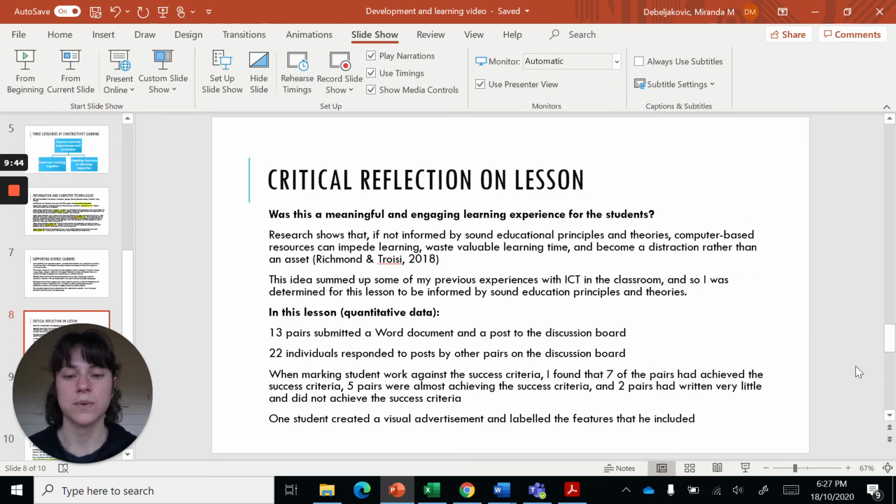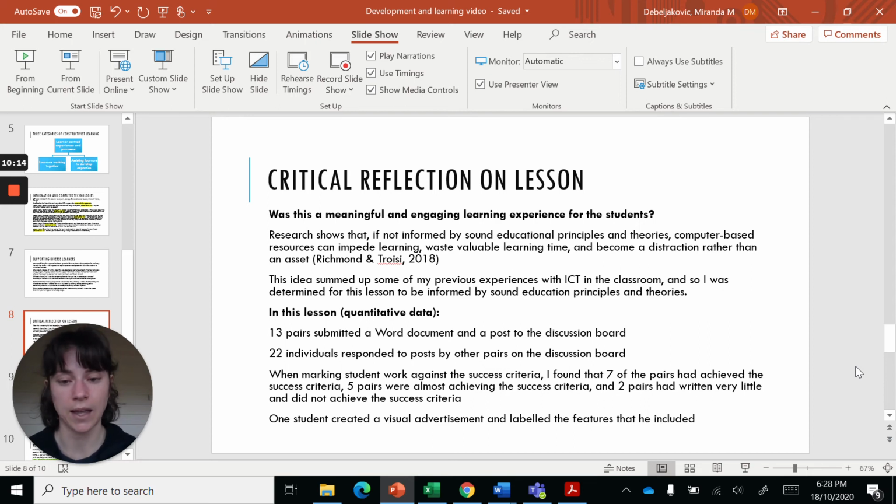In terms of whether this was a meaningful and engaging learning experience for the students, I think this quote is really interesting, and that it sums up some of my previous experiences with ICT in the classroom. And so I was really determined for this lesson to be informed by sound educational principles and theories, particularly constructivism and the gradual release of responsibility model.